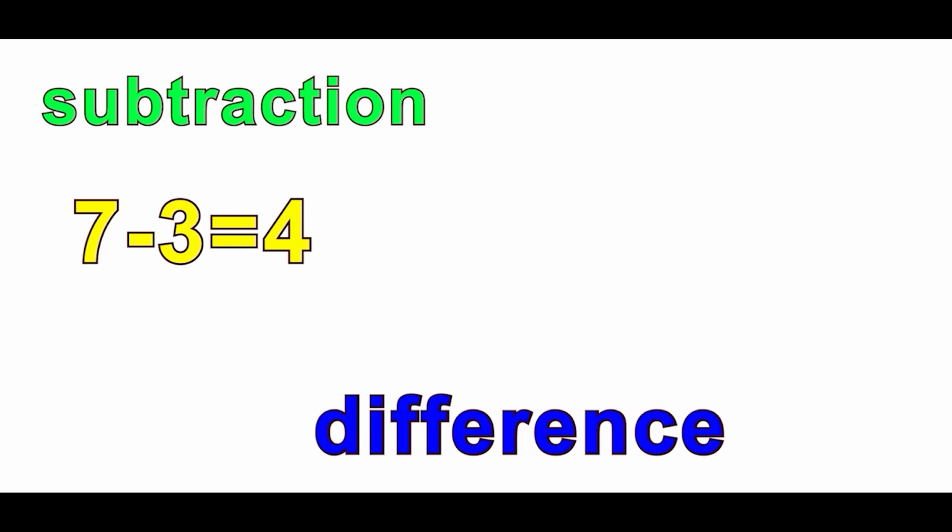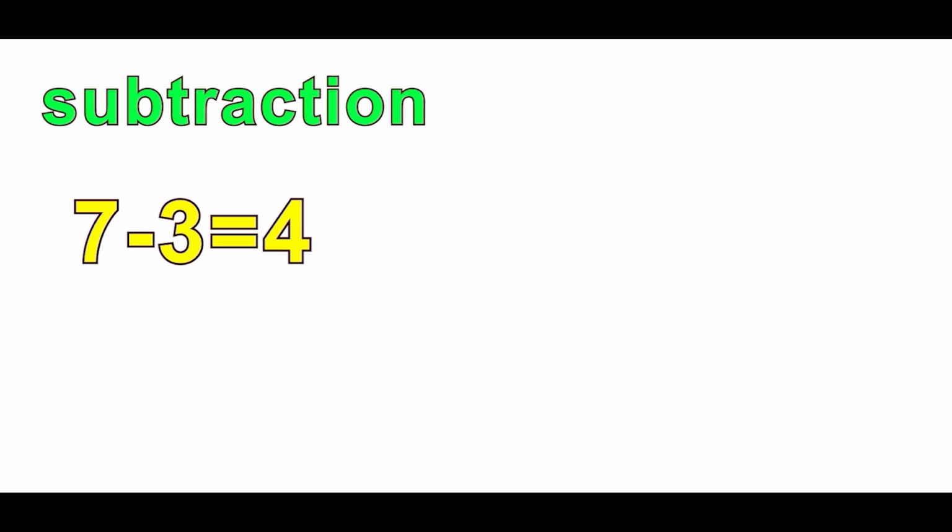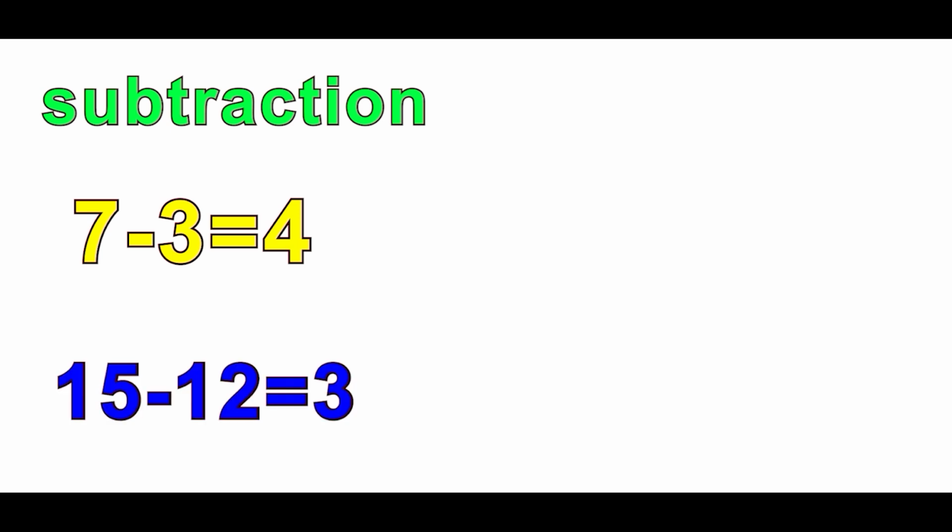Let's move on to another operation. Subtraction. The symbol used here is the minus sign, and the result of a subtraction equation is called a difference. We read the whole equation like this: 7 minus 3 equals 4. And if you wanted to explain this to someone, you could say, if you take 3 away from 7, you get 4. Or another example, 15 minus 12 equals 3.